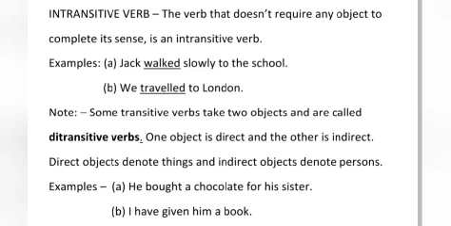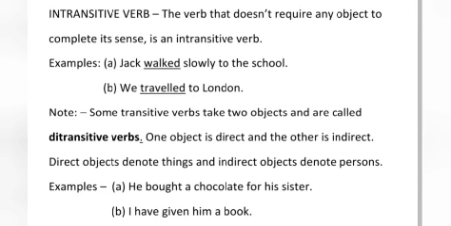For example, Jack walked slowly to the school. We traveled to London. Let's see whether there are objects in these two sentences or not. Jack walked what? Jack walked whom? No answer. We traveled what? We traveled whom? No answer. We haven't got any answer to the questions what or whom. It means there aren't any objects in these two sentences. And because they don't have objects, they are intransitive verbs.